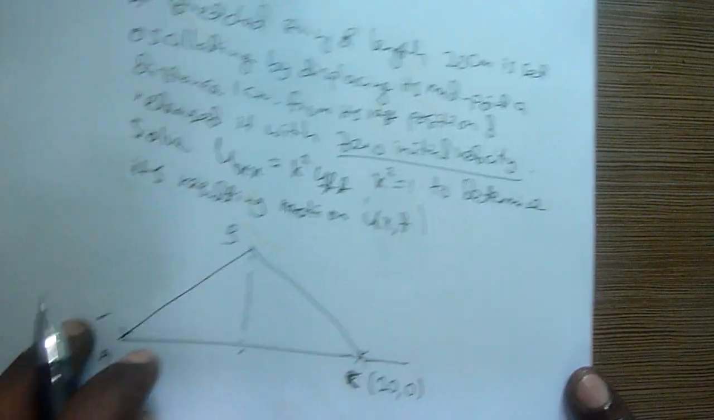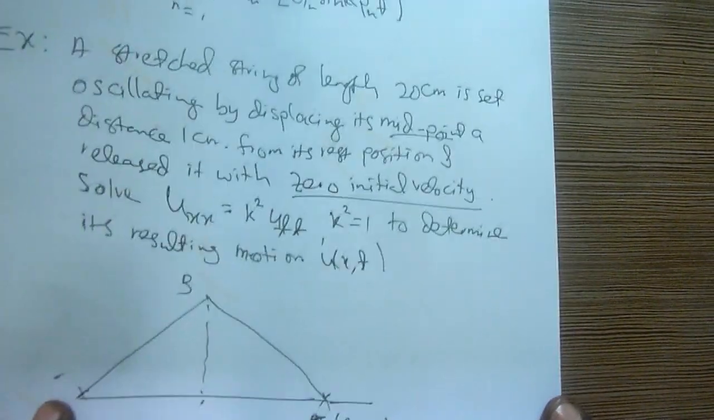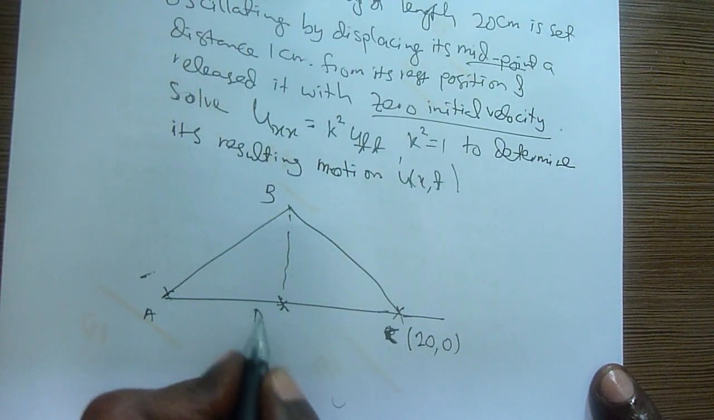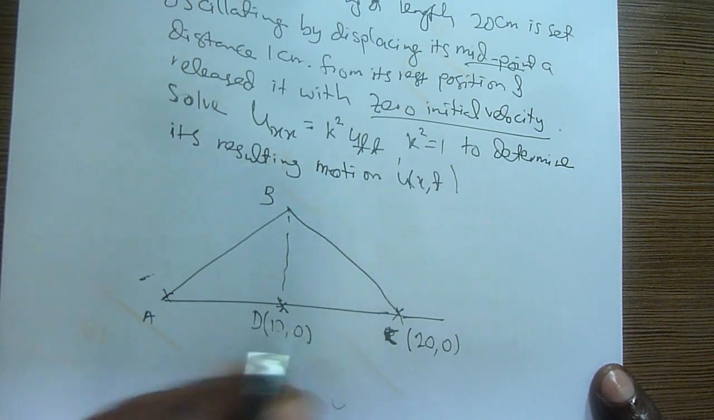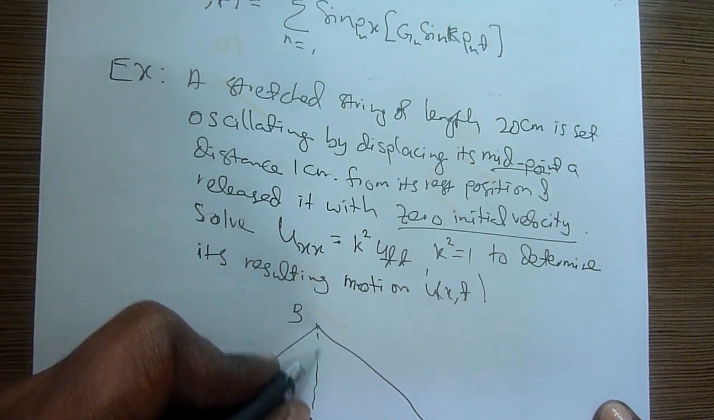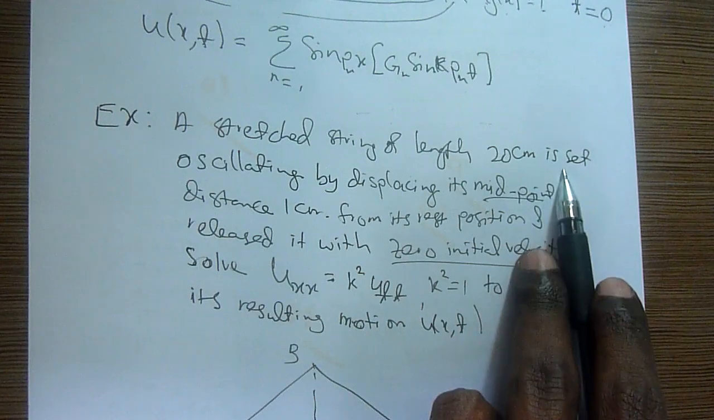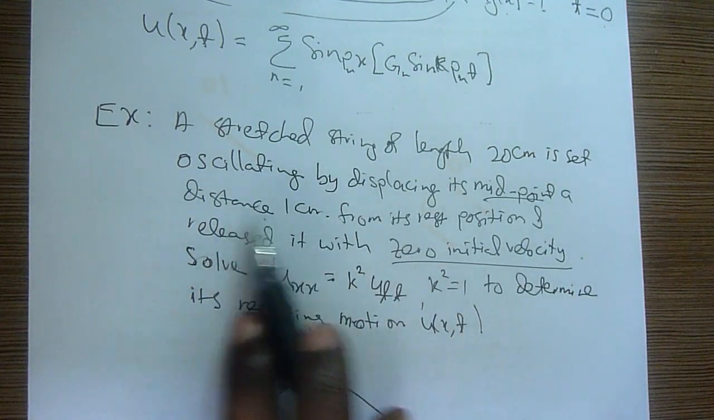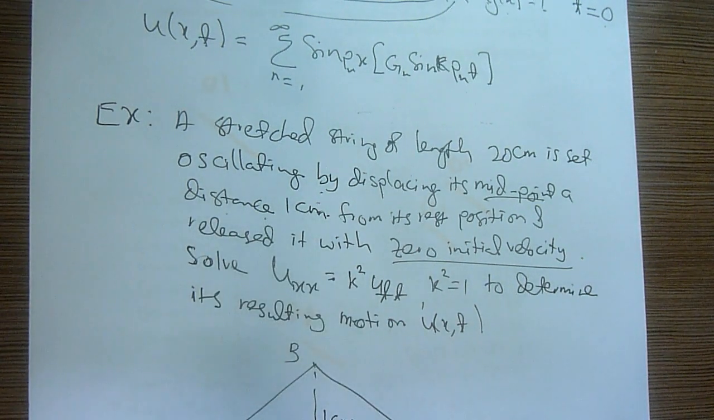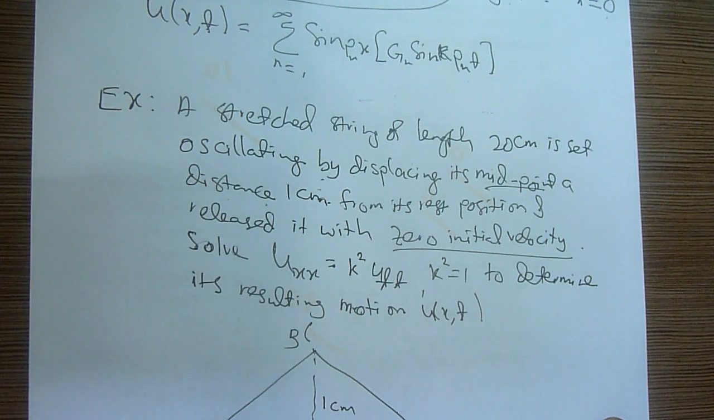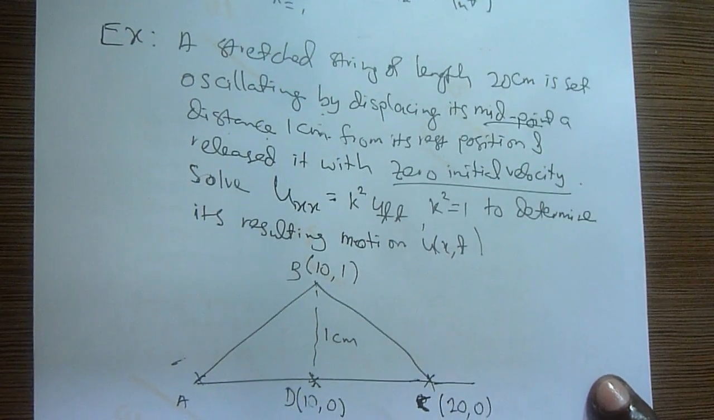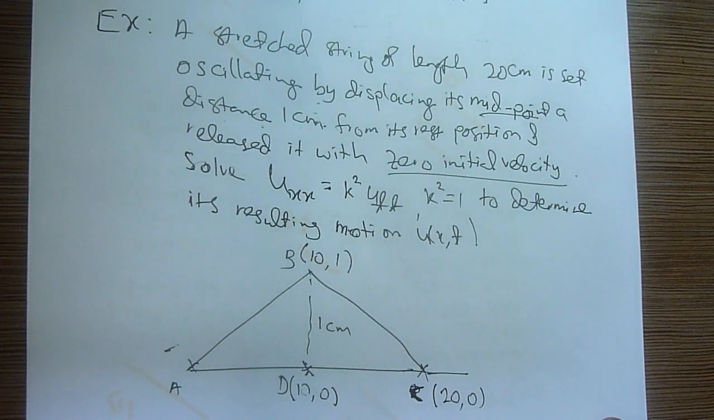What about this? It's stated here very clearly, midpoint. Can you say that? Midpoint, middle, right? We know D is 10, 0. How much we stretched? How much has it been displaced from the rest position? It said by displacing its midpoint, the distance is 1 cm. That means the B point here is 10, 1. Can you say that? Okay. Do you agree? Okay, done.